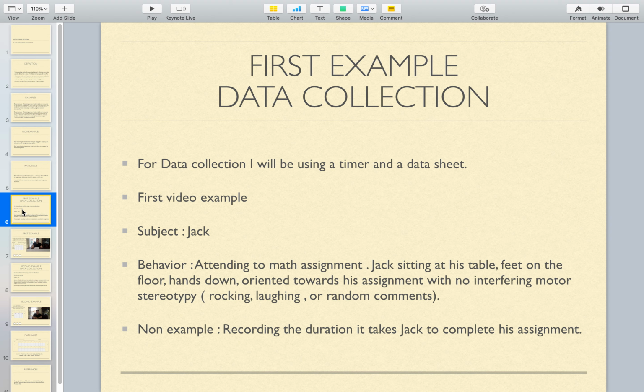First video example: subject is Jack, behavior is attending to math assignment. Jack should be sitting at his table, feet on the floor, hands down, oriented towards his assignment with no interfering motor stereotypy, rocking, laughing, or random comments. Non-example: recording the duration it took Jack to complete his assignment.